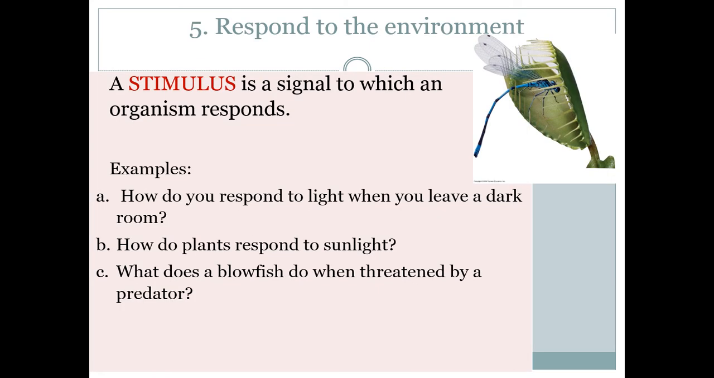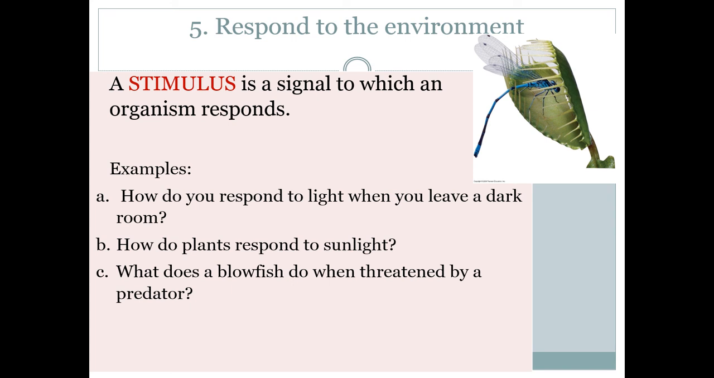The fifth characteristic is respond to the environment. So this is stimulus and response, which is a cause and effect relationship. So the stimulus is the signal, and the response is basically how the organism is affected by that stimulus. So how do you respond to light when you leave a dark room? You probably put your hand over your eyes as your eyes are adjusting to the light.